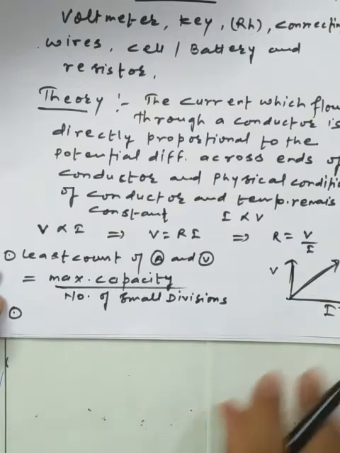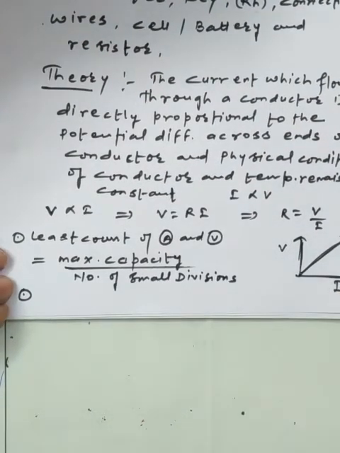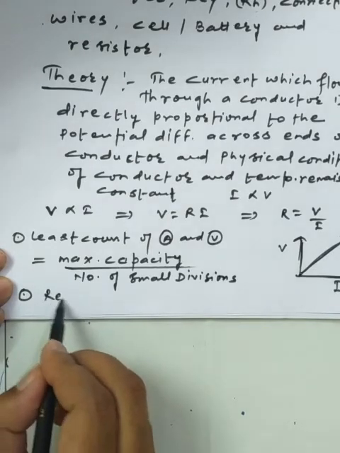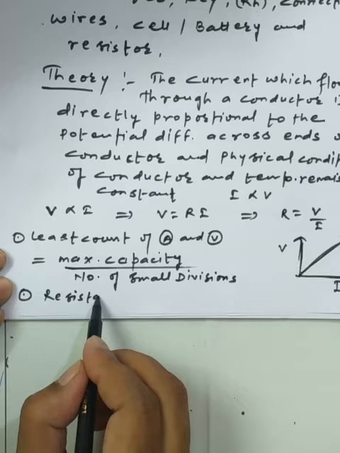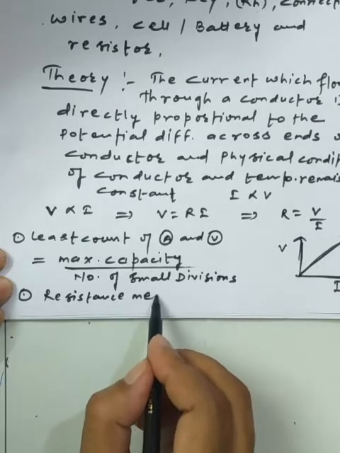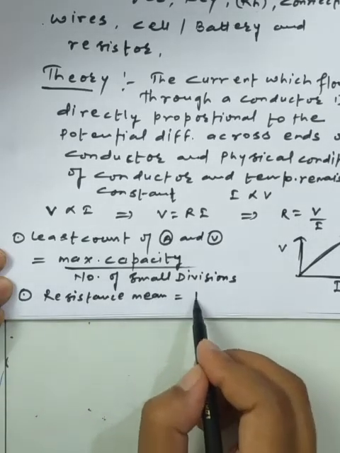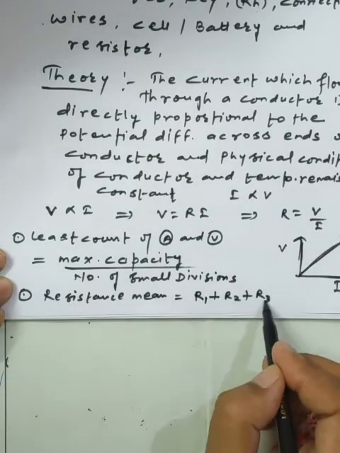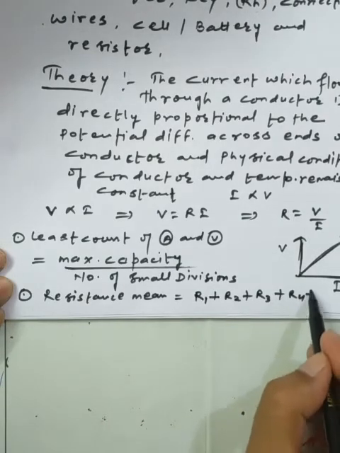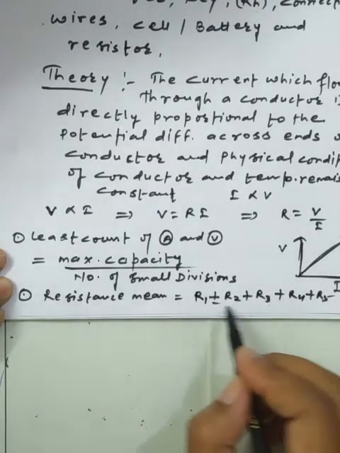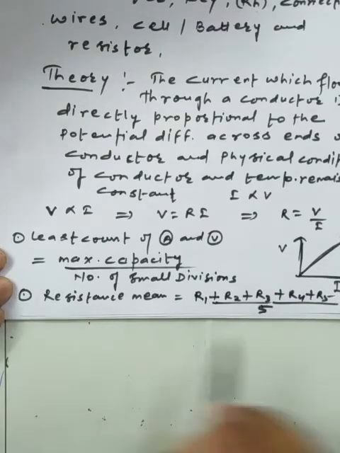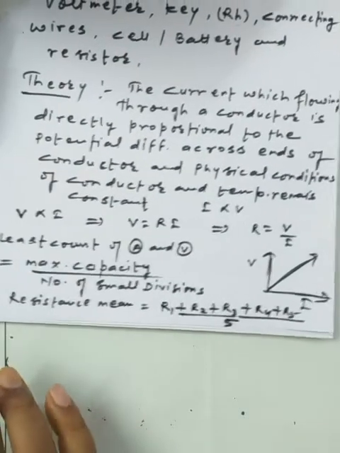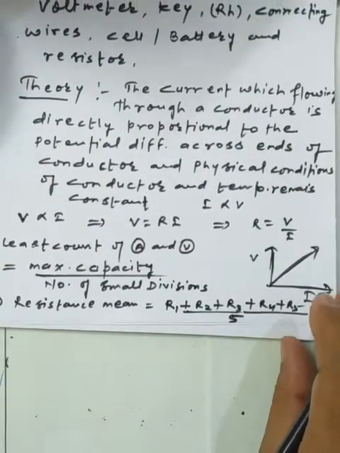Now any other formula we will use here to make the calculation, we will put here: the resistance mean, that is R1 plus R2 plus R3 plus R4 plus R5, divided by 5. So this will give the resistance mean we have. Okay, so all the things are very much simple.